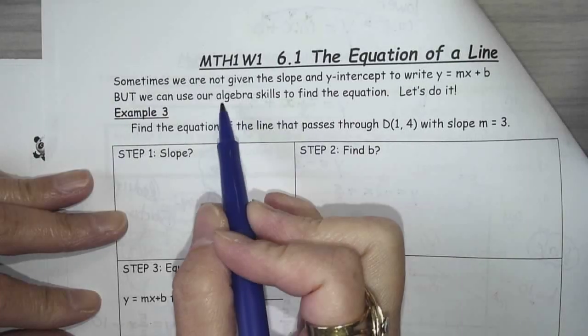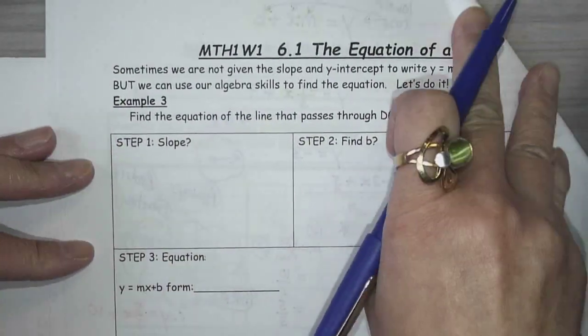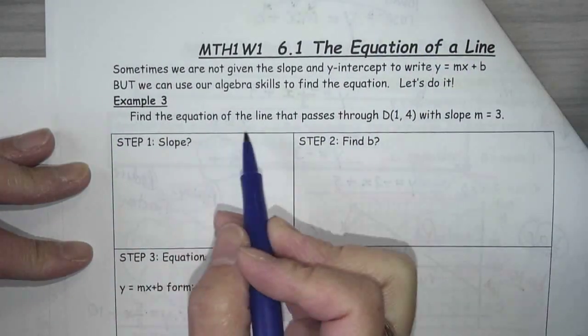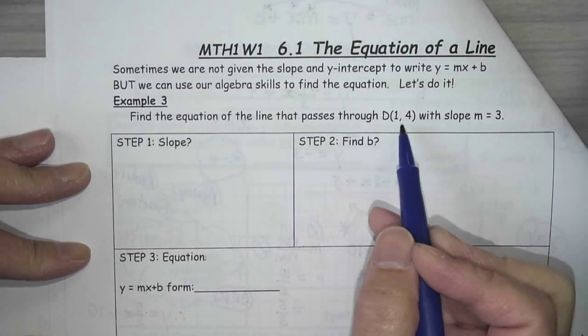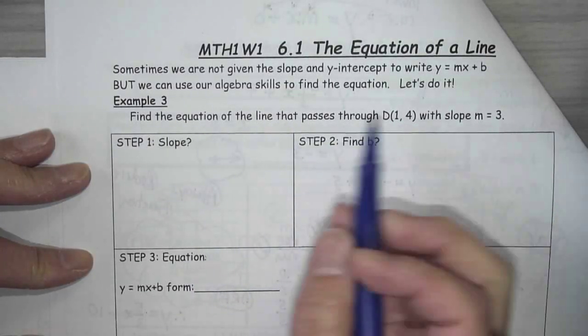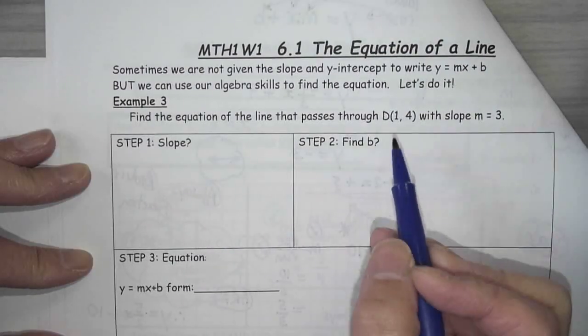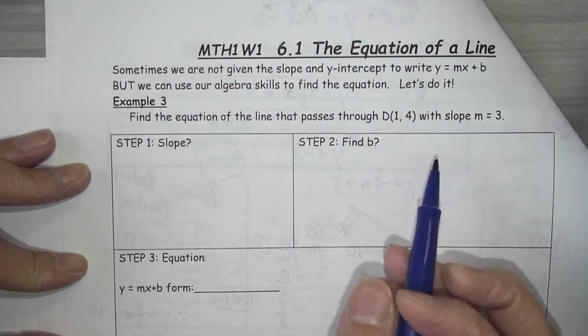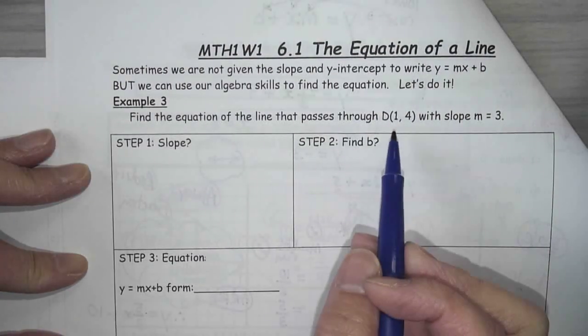So what we're going to do is use algebra to find the equation. Find the equation of the line that passes through this point and has this slope. So we're going to be able to do this. This one's got quite a lot of information. It's got the point and the slope. That is going to be enough so I can find it.